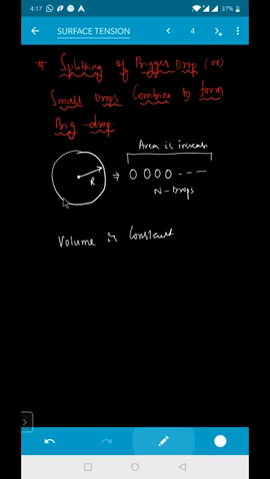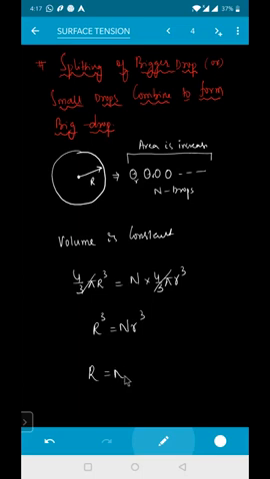If volume is constant, it means the volume of the bigger droplet, 4 by 3 pi into capital R cube, must be equal to the volume of the small droplets. How many droplets are there? n into the volume of a smaller droplet, that is 4 by 3 pi into r cube, where each one has a radius of r. 4 by 3 pi will get cancelled. So R cube will be equal to n into r cube. If I take the cube root on both sides, R will become n to the power of 1 by 3 into r. So this will be the relation between capital R and small r. Capital R is equal to n to the power of 1 by 3 times r. You have to remember this.